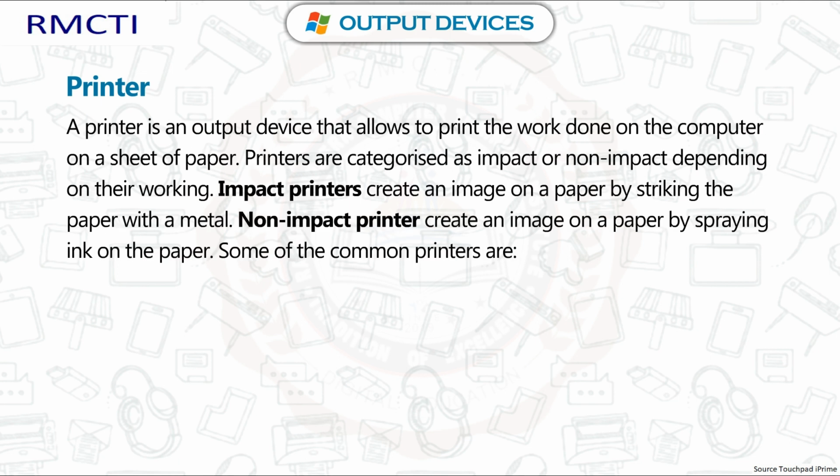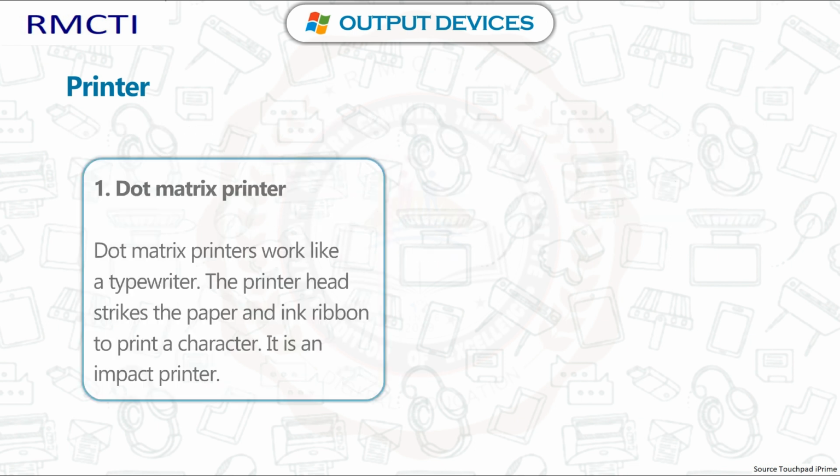Printer. A printer is an output device that allows you to print the work done on the computer on a sheet of paper. Printers are categorized as impact or non-impact depending on their working. Impact printers create an image on a paper by striking the paper with a metal. Non-impact printers create an image on a paper by spraying ink on the paper. Some of the common printers are: 1.